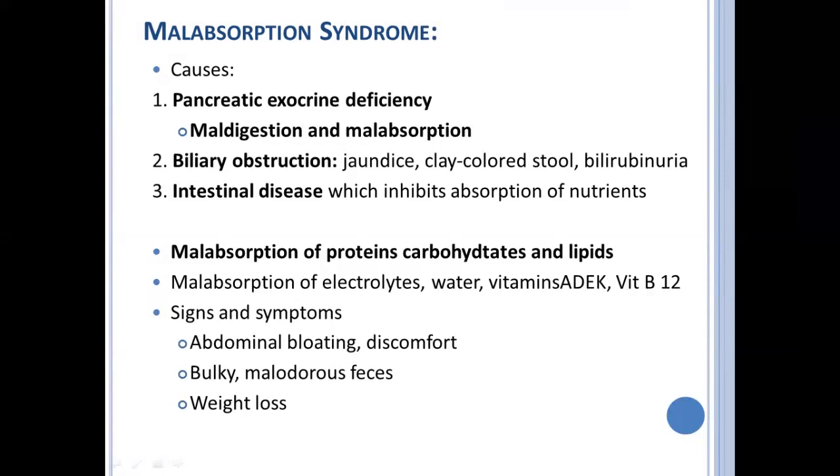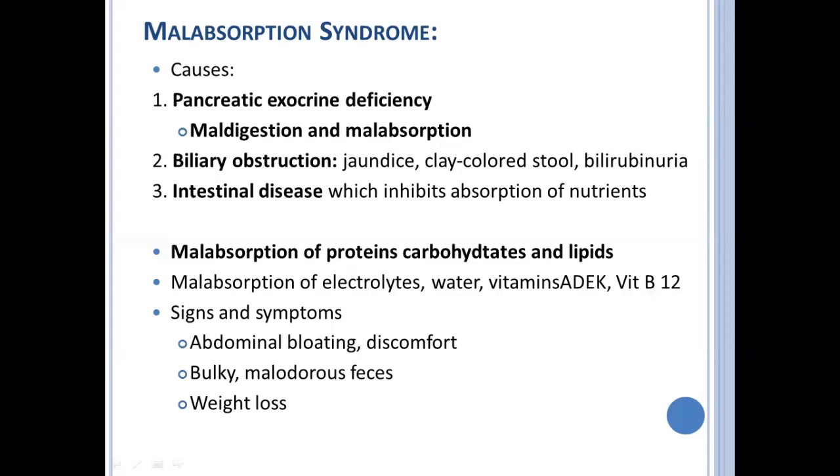Also, if there's malabsorption syndrome, aside from this, hindi rin siya makapag-absorb ng electrolytes, ng water, ng vitamins A, D, E, and K, the fat-soluble vitamins, at hindi siya makapag-absorb ng vitamin B12. That's why merong condition mamaya, anemia. Remember that the purpose of vitamin B12 is for the development of red blood cells. So kung hindi mo na-absorb ito, this will result into anemia. Pupunta tayo dyan mamaya.